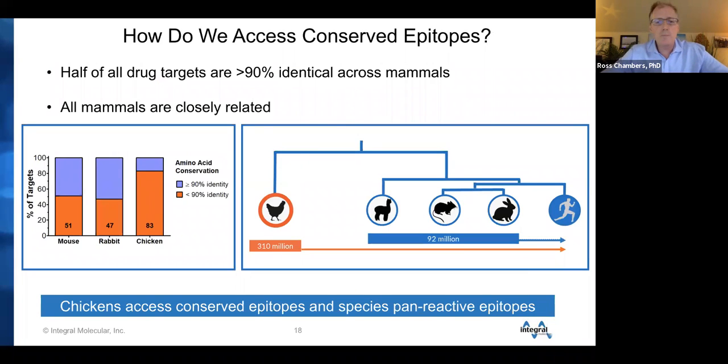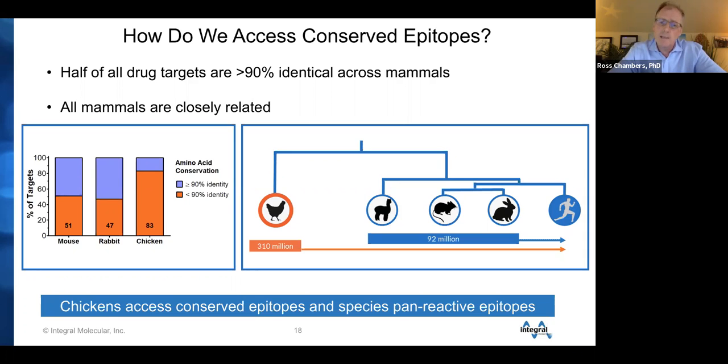Now, as you may see in those previous pictures, chickens figure prominently. The reason is a problem that we have encountered, and many others have encountered: how do you access conserved epitopes? You may be aware that many human proteins are highly conserved across mammals. In fact, half of all drug targets are more than 90% identical across mammals. And so if you immunize a human target into mice, you'll often get a very weak response. You can go to other animals such as rabbits or llamas, but really that has a marginal benefit. All mammals are relatively closely related.